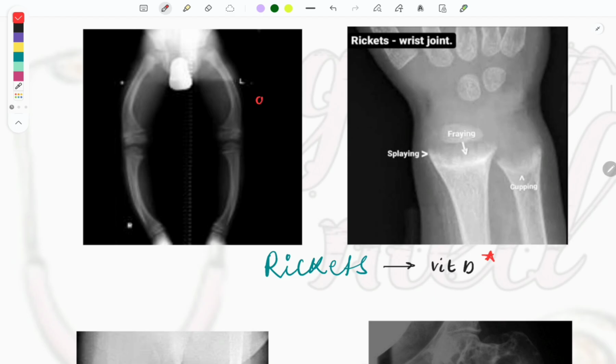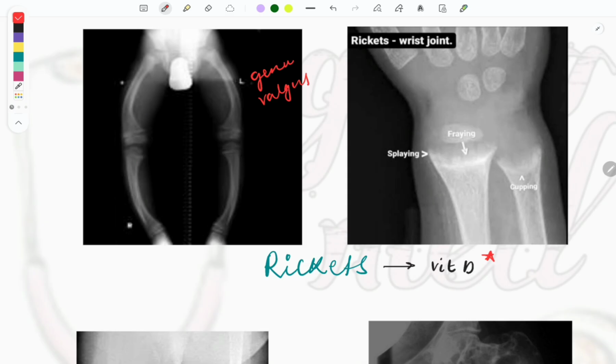This is called genu valgum, a bone deformity. You can see here this deformity. This is seen due to the demineralization of the bones.